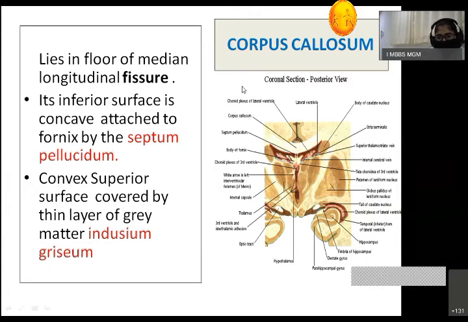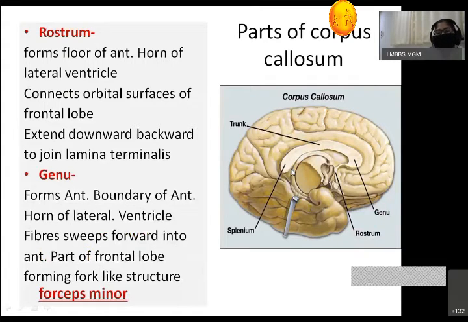This is here in this diagram. This is a coronal section. In this we can see this one is the corpus callosum and this one is the septum pellucidum. Now we'll see in detail about each part of the corpus callosum. First we'll study the rostrum. This is the rostrum part.